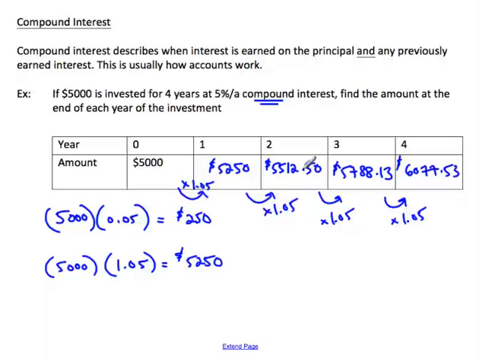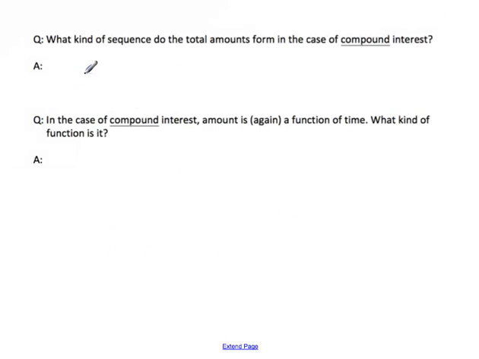If we look at the amounts and ask what kind of sequence they form, we see that instead of going up by a common difference that we're adding, now they're going up by a common ratio that we're multiplying, and that's characteristic of a geometric sequence. So in answer to the question, what kind of sequence do the total amounts form in the case of compound interest, they form a geometric sequence.